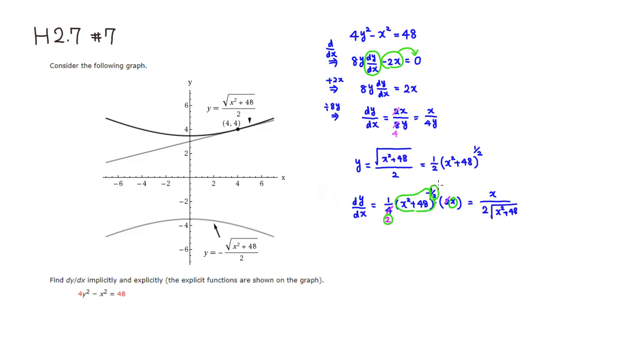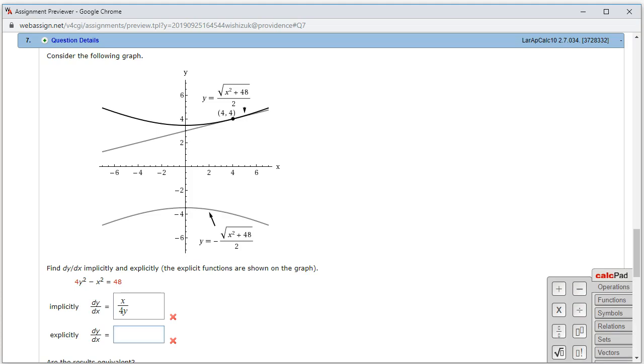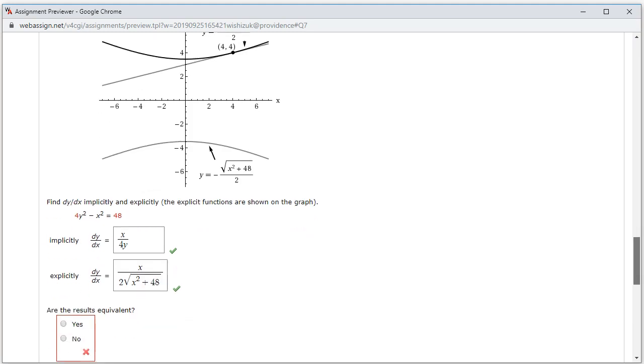So what we need to do is plug those in. Let's type it in here. What we got was x over 2 times the square root of x squared plus 48. First, let's check the answer. I came back and it looks like we got these two correctly. Then how about the next question?